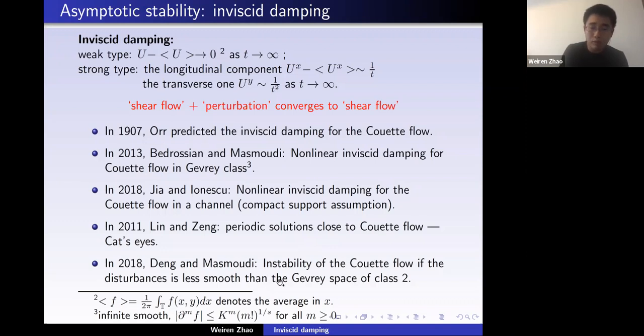Here I would like to mention the Gevrey space is some space such that you take some derivative and the derivative will be bounded by k to the power m, and this m, this 1 over s. The s means the 1 over s is the Gevrey component. So Gevrey 2 means s equals 2.